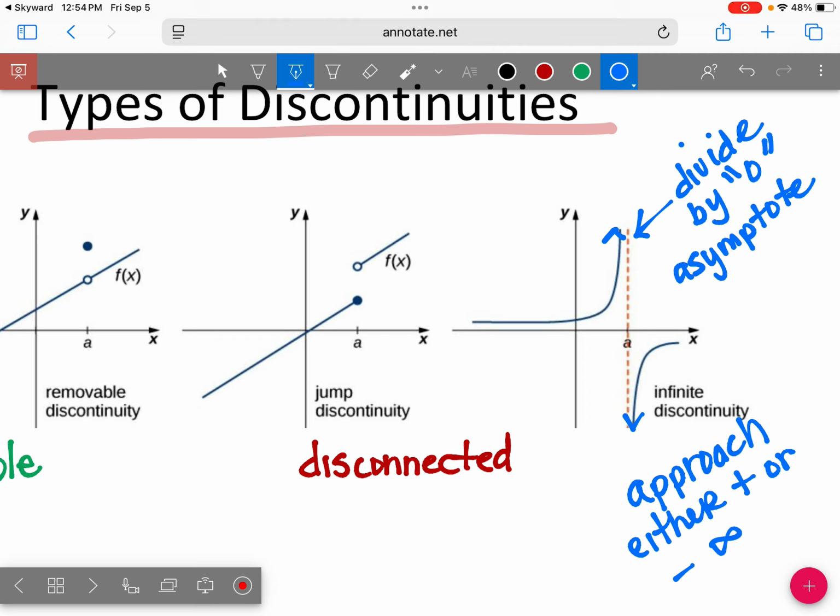So on your test next week, you will be given a graph and you will need to name the type of discontinuity and tell me where it's at. So let's practice. Go ahead and glue down the second graph.